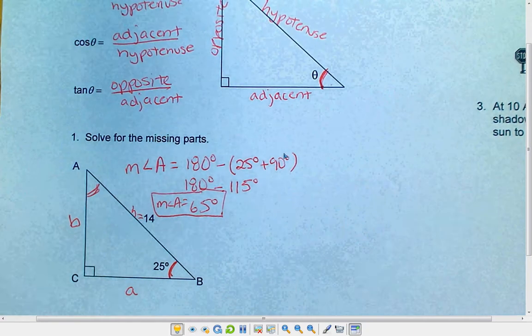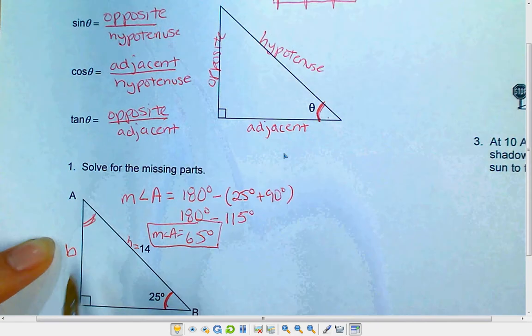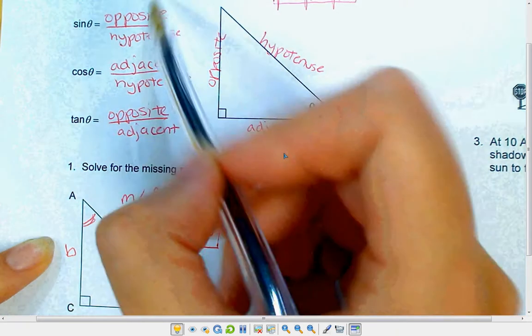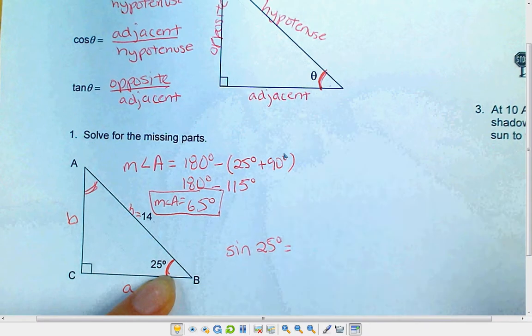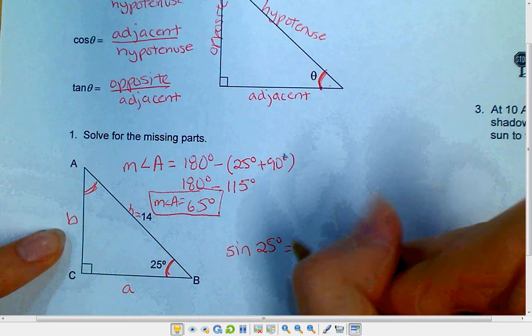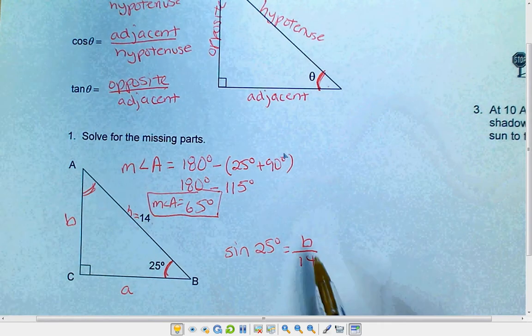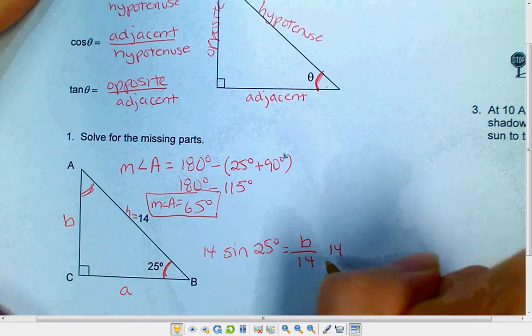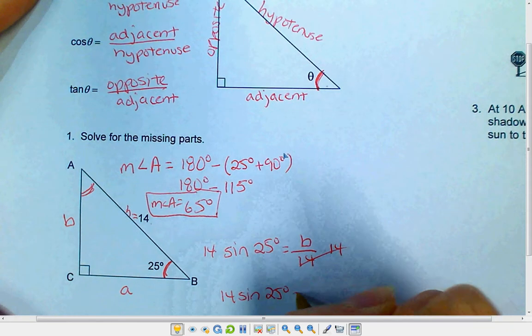So to find B, this is the side that is opposite 25. So I want to use the trig function that has opposite as well as hypotenuse, because I know my hypotenuse is 14. So for this one, I'm going to use sine. So sine of 25 degrees equals opposite, which is B, over hypotenuse, which is 14. Since I'm solving for B, I just need to get B by itself, so I'm going to multiply by 14. And so I know that B is 14 sine of 25 degrees.